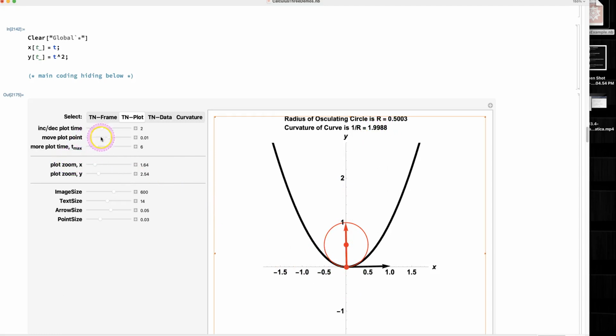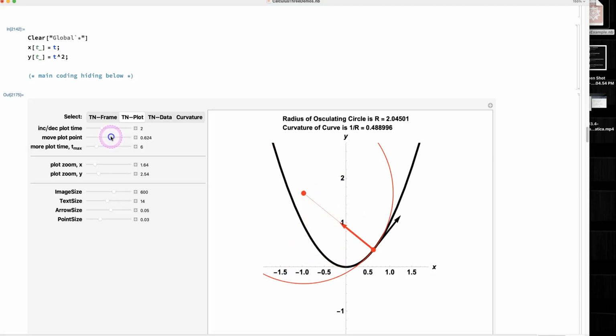Okay. If you move the point a little bit, notice what's happening: the circle is getting to be a bigger radius. The larger the radius, in this case the radius is 1.33188. If you take 1 over that, the curvature is 0.75, which is a smaller number than the curvature was at this point. The curvature here is a number around 1.9 or 2, and the curvature is dropping and dropping and dropping because the radius of this circle is getting bigger.